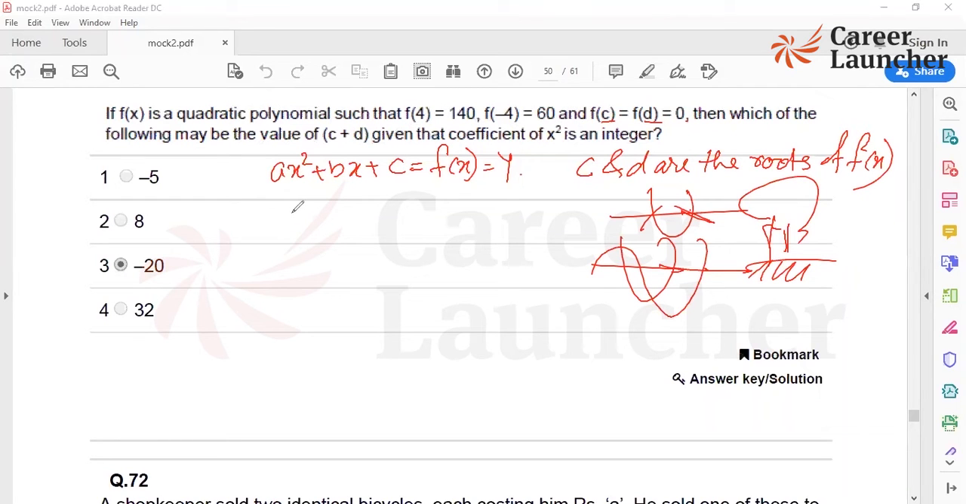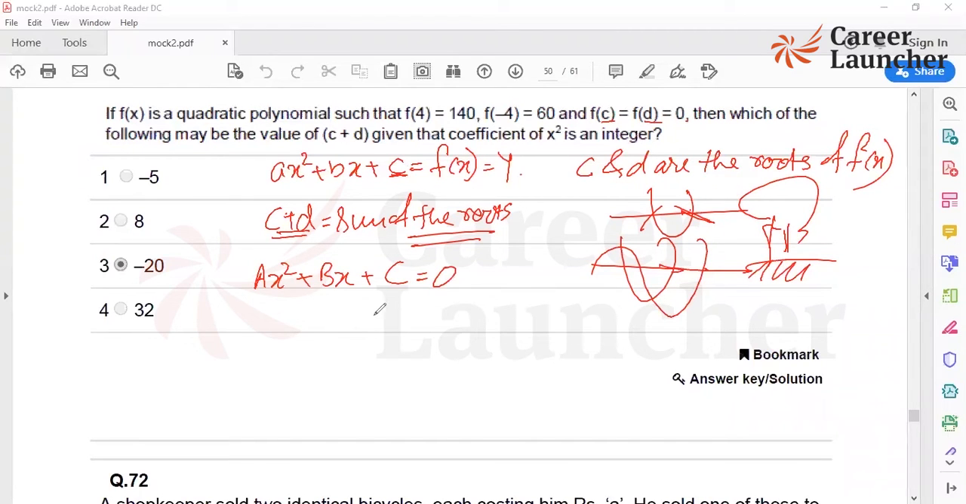c plus d is the sum of the roots of the equation. Because here it is given as a small c, here also c, I consider ax square plus bx plus c, capital C, is equal to 0, a quadratic equation. c and d are the roots of it, and the sum is minus b by a. It is already mentioned that the coefficient of x square is an integer.